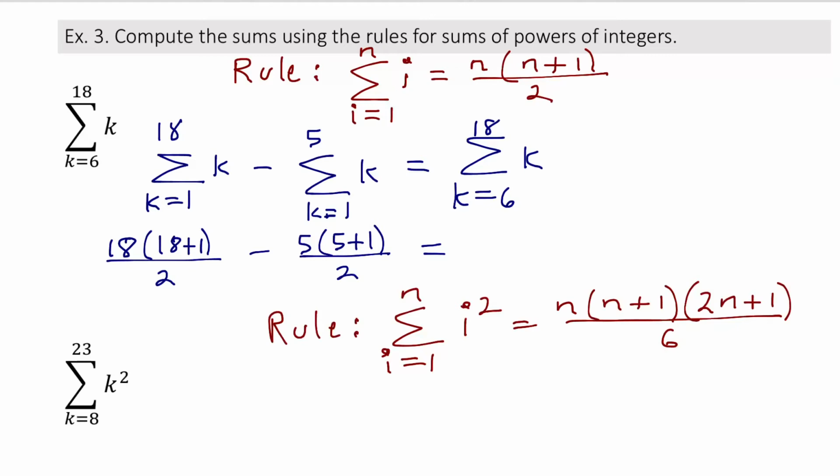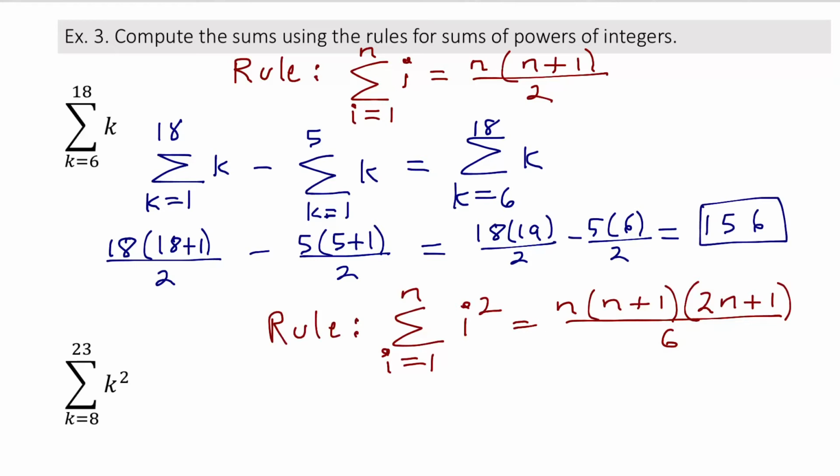That should equal what I'm looking for. So that's 18 times 19 divided by 2 minus 5 times 6 divided by 2. So if I type that into my calculator, I get the sum is 156, and that's what I'm looking for.